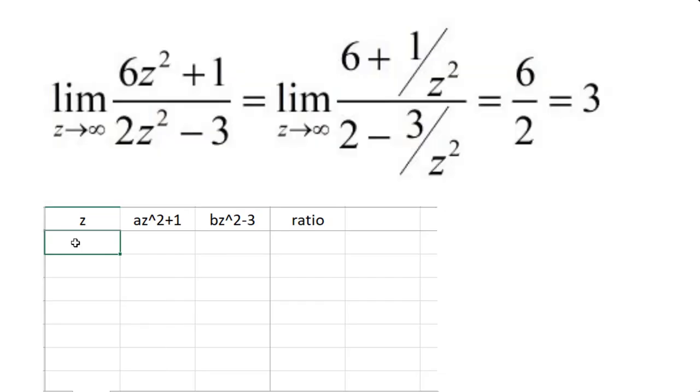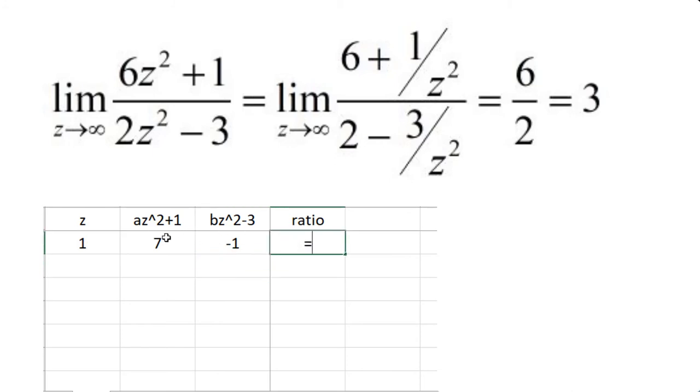But let's just go back with some actual numbers. Let's see what happens to the expression az squared plus 1 over bz squared minus 3 as z becomes very large. We'll start some way from very large. The first value of z that we'll try will be equal to 1. So we will put in 6 times the value squared plus 1. We get 7. For bz squared minus 3, 2 times the value squared minus 3, we get minus 1.